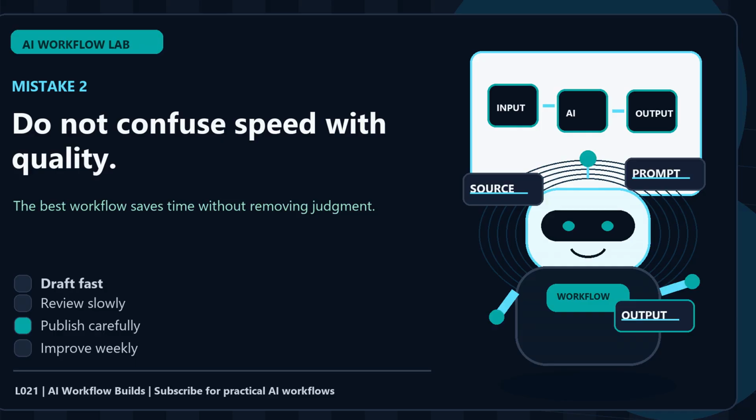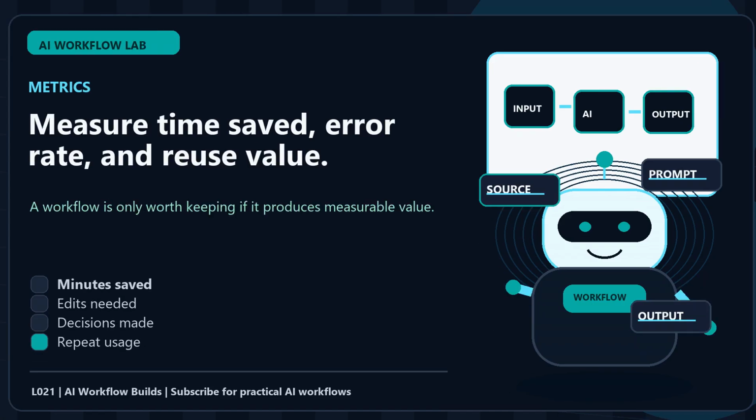So build a two-speed system. Draft fast. Review deliberately. For low-risk internal notes, you can move quickly. For public content, client communication, financial choices, or anything with real consequences, slow down and check. This is also better for audience trust. Viewers can tell when a channel is pushing generic automated content.